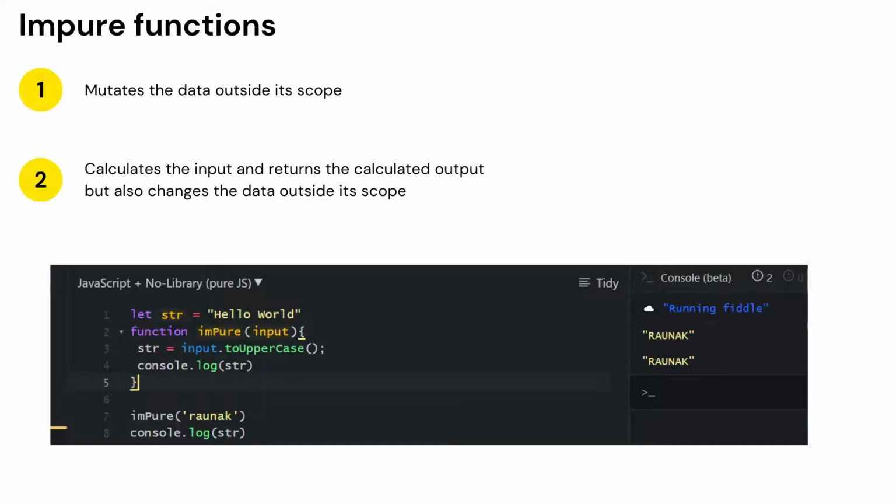So here I have demonstrated an impure function that has a variable str, and it initially holds the value hello world. After that, we create a function impure that takes a user input. Then in line 3, something unpleasant happens. The variable str that's sitting in the global scope gets mutated by storing the calculated input value inside it. Finally, when we call the function, we get the calculated input but also the data outside its scope, that is str here, being mutated.